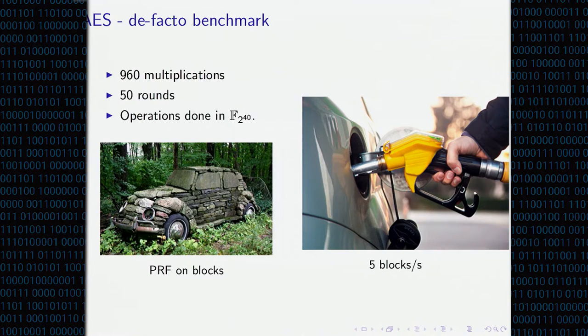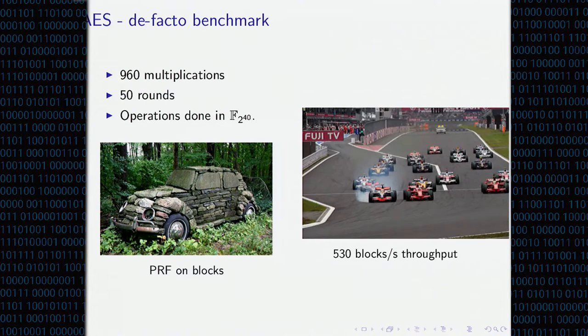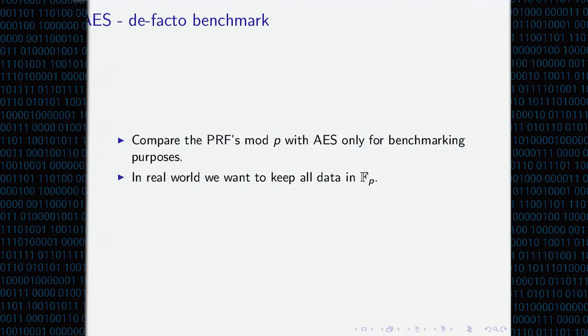And this is, as you see, a PRF on blocks. So what does the offline phase look like? We can generate per second enough pre-processing material for five evaluations. How about the latency of the online phase? It's quite good. It has 8 milliseconds latency. And the throughput is not bad either. We can have around 500 evaluations per second for throughput. Again, we compare our PRFs with AES just for benchmarking purposes. In the real world, we want to keep all data in prime fields.